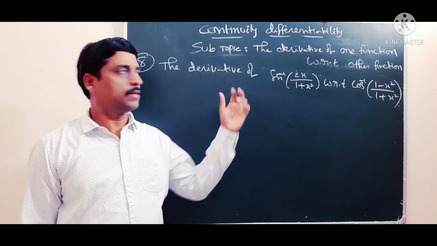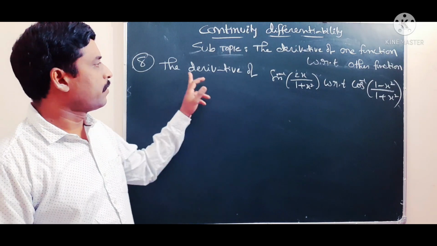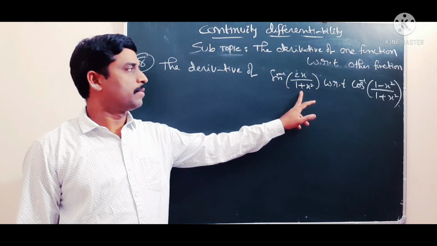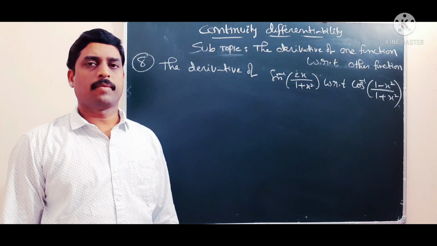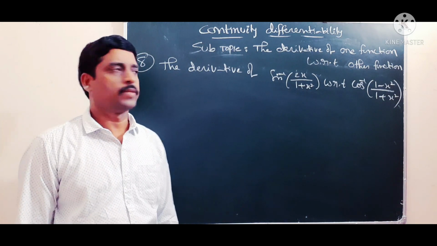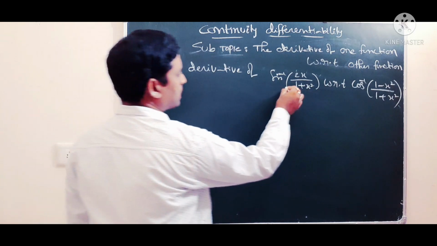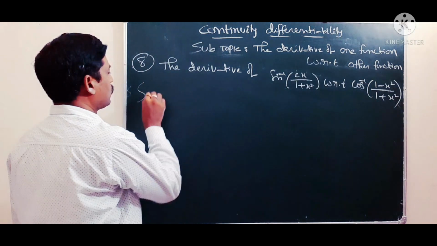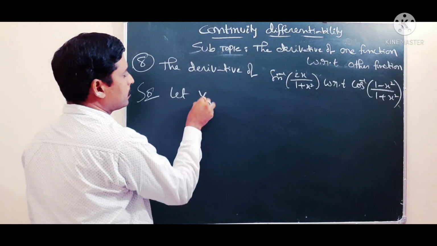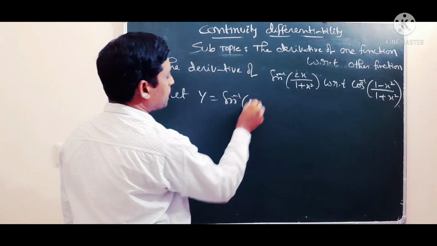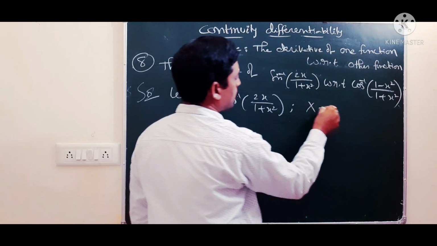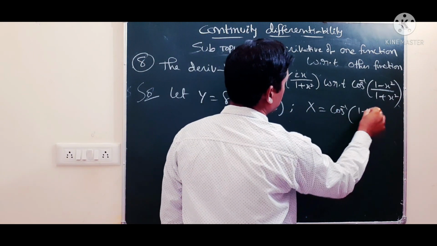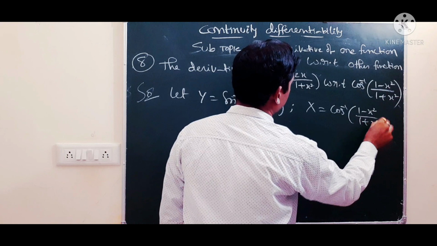Okay, look at the next question. The derivative of sin inverse of 2x by 1 plus x square with respect to cos inverse of 1 minus x square by 1 plus x square. So, derivative of one function with respect to another function. Let us take y is equal to sin inverse of 2x by 1 plus x square, and the second function x is equal to cos inverse of 1 minus x square by 1 plus x square.